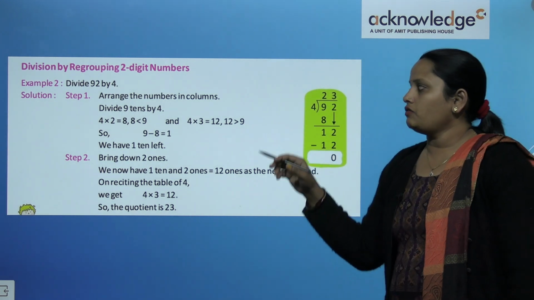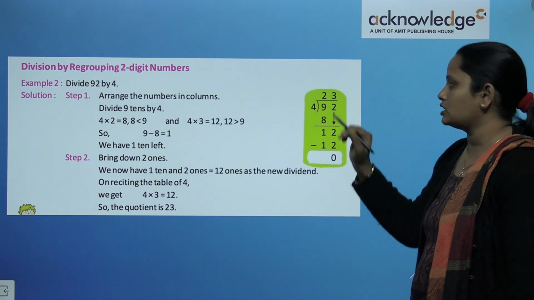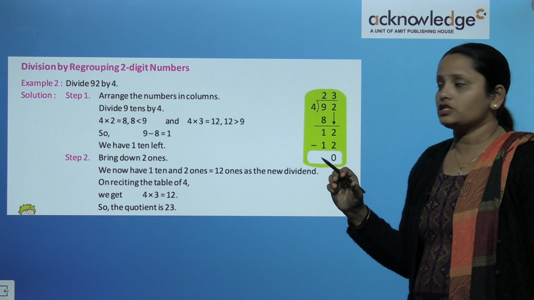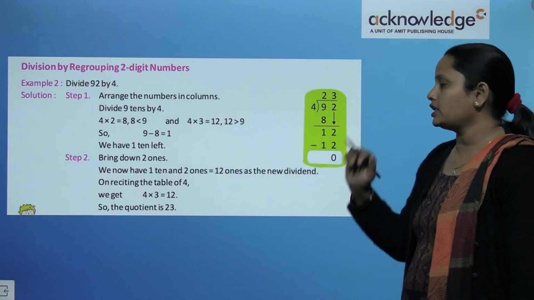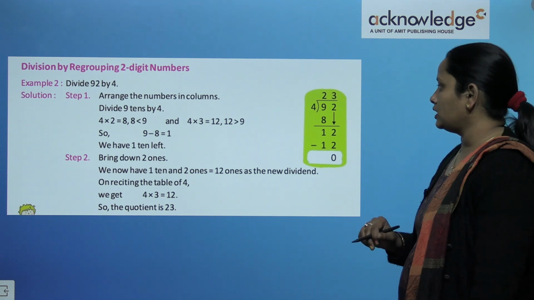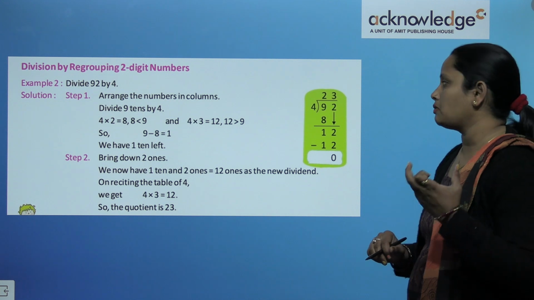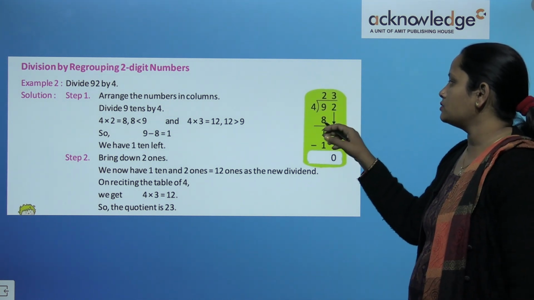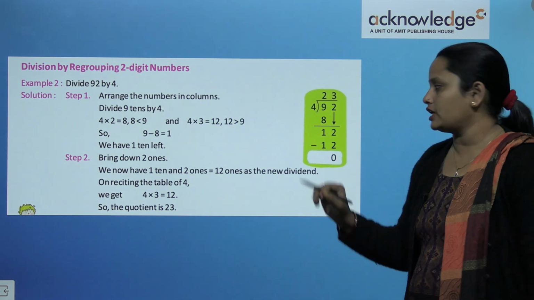Next, divide 9 tens by 4. 9 को हमें 4 से divide करना है. So जब भी हम division को start करते हैं, पहले हम first digit को देखते हैं। तो पहला digit है 9। अब 9 क्या 4 की table में आता है? No. तो हम क्या करेंगे, 9 से एक छोटा number जो 4 की table में आता है उसे लेंगे। So 4 2s are 8। तो अब हम क्या करेंगे, 9 और 8 को subtract करेंगे, we will get 1.